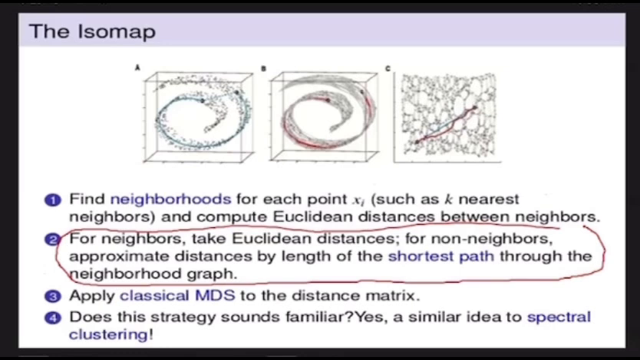After the first step, the second step, we can now apply MDS. So MDS is also applicable in Isomap. Now we apply MDS to the distance matrix. Then we ask, does the strategy work? Yes. And that is similar to the idea of spectral clustering. You remember spectral clustering, where we talked about density-based clustering?